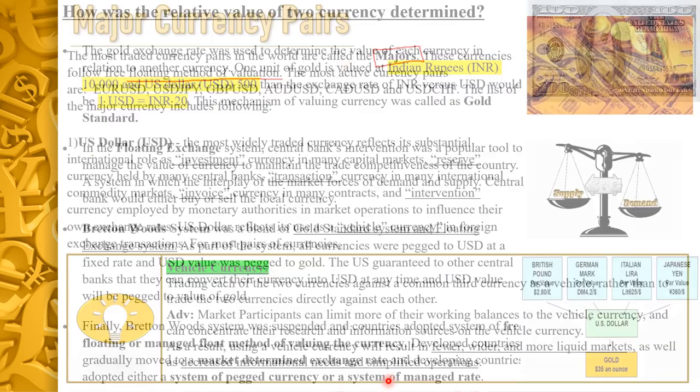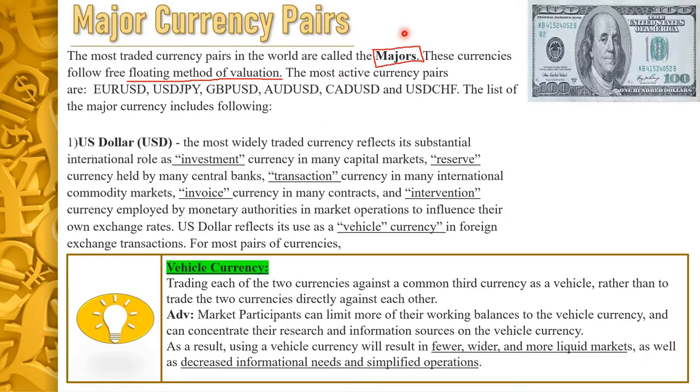Coming to major currencies. Now, what are majors? Majors are the most traded currency pairs in the world. These currencies follow free floating method of valuation, and as we already know, free floating method of valuation is where market forces had a huge role to play. The most active currency pairs are these six that you can see.